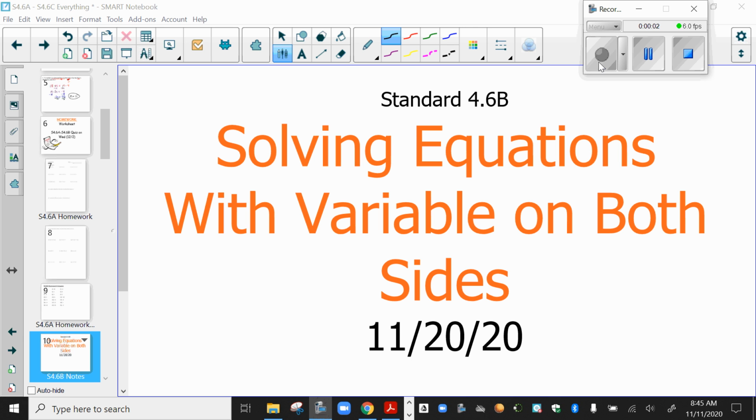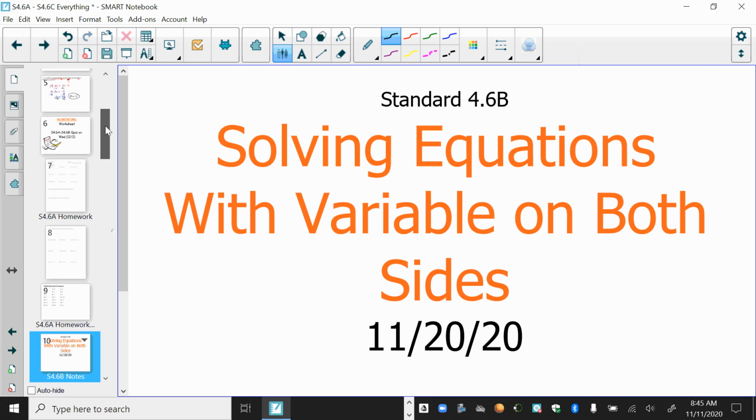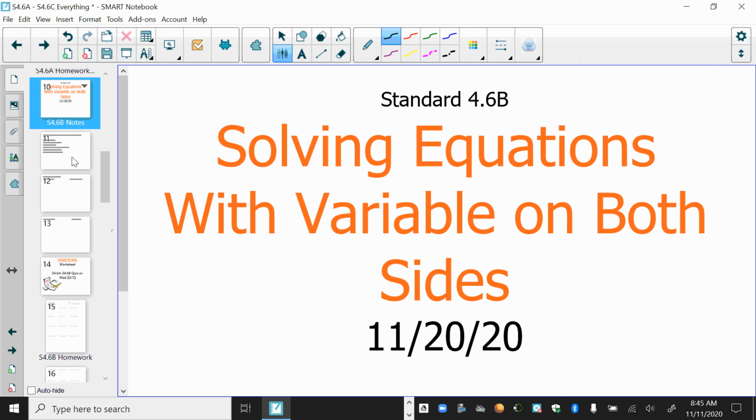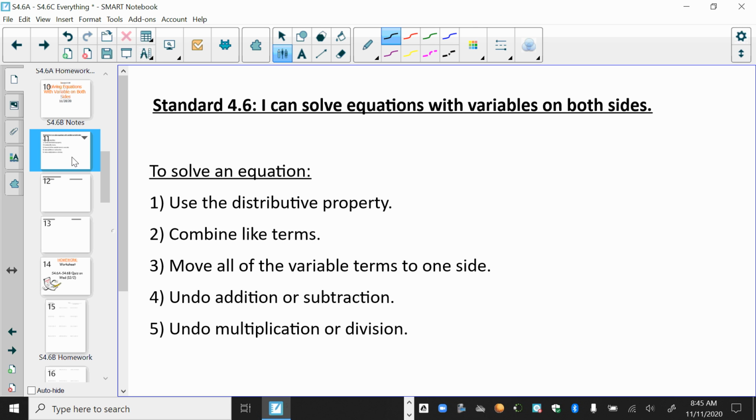Alright, we're back again. Standard 4.6B, solving equations with variables on both sides. Hopefully you took care of business yesterday. We'll be able to add to it. Here again is a reminder, 4.6, solve equations with variables on both sides.